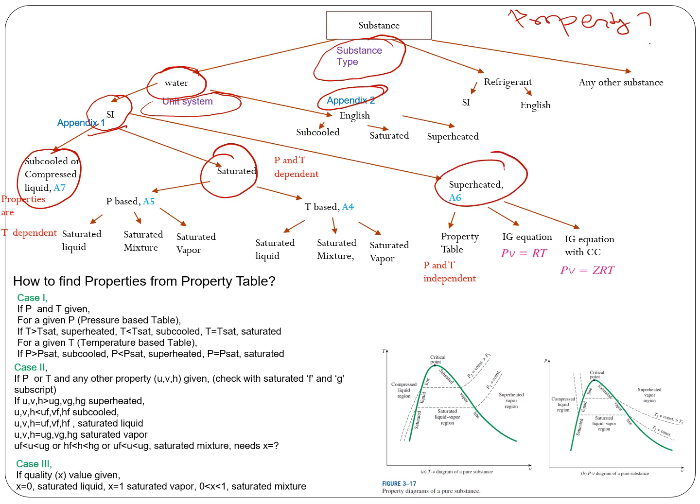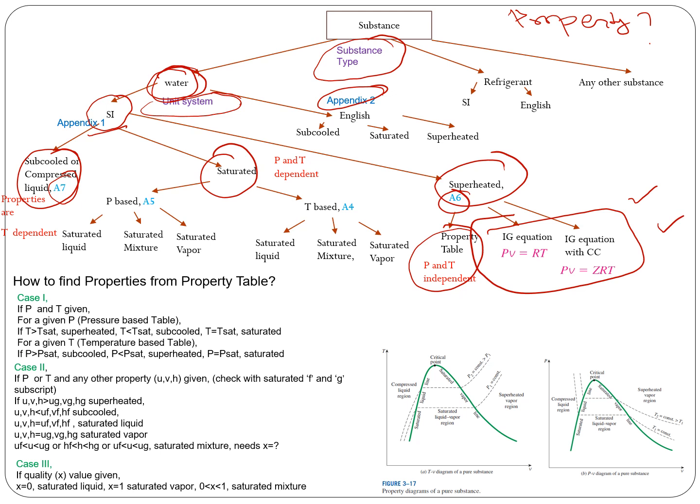If it is subcooled for water, it is appendix A7. If it is superheated, it is A6. Again, we are only focused on water. See, this is very important. And then you can find the property from the property table. For superheated, there are other ways by which you can find the property. We'll discuss this later on.